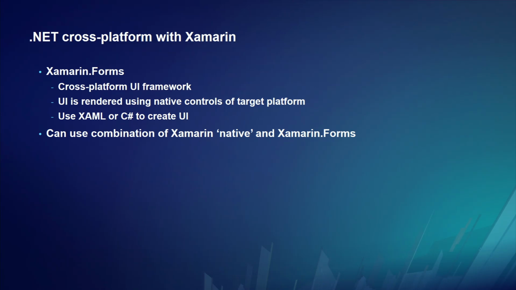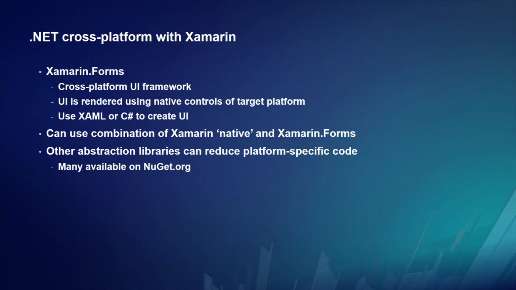And as of the latest release of Xamarin Forms 3.0, you can use a combination of Xamarin native UI and also Xamarin Forms. So you might choose to build a native UI for Android, iOS, and Windows using Xamarin for the main UI within the application, and then you might use Xamarin Forms to speed up your development for specific parts of the application where you need to show a form or a page for data capture or something like that. There are also lots of other abstraction libraries that can reduce the amount of platform-specific code that you need to write. And you can take a look on nuget.org to find those.